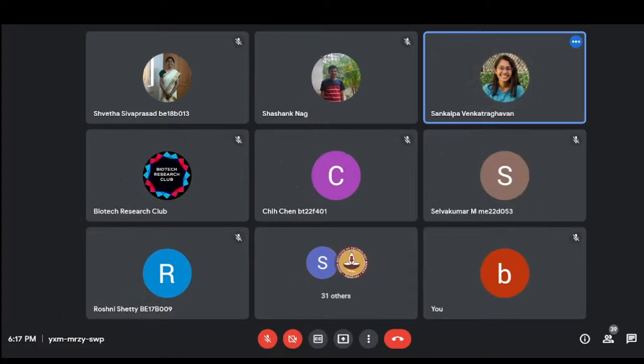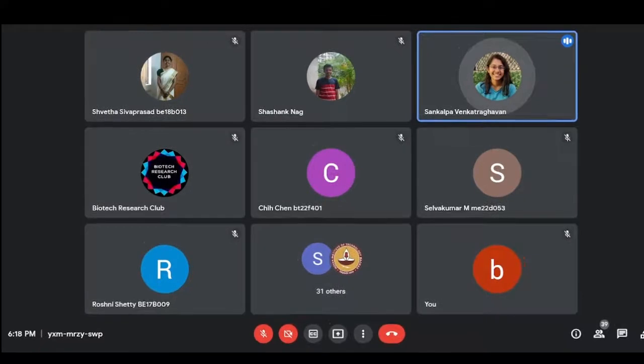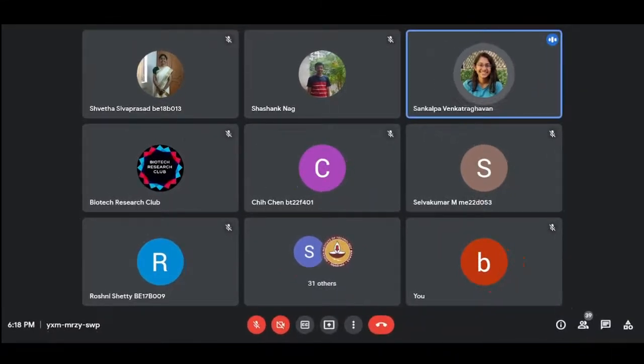What you can do here is be on top of your recommenders. You ideally need three recommenders for most programs. In some cases it's two, and some programs allow you to have more than three, but three is usually enough. And these can be, as I said, people you've interned with or done work with.